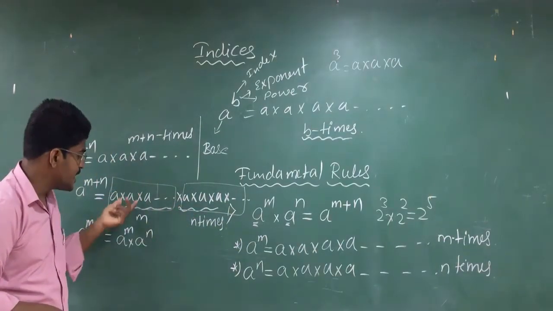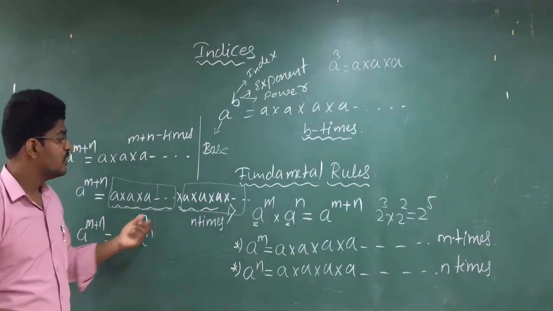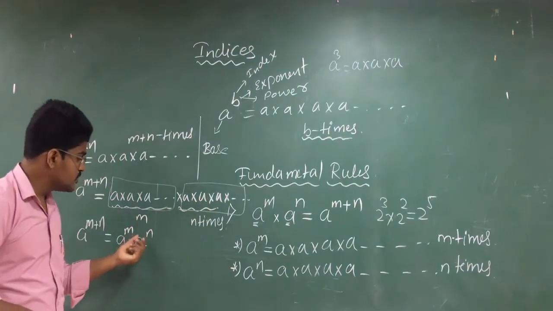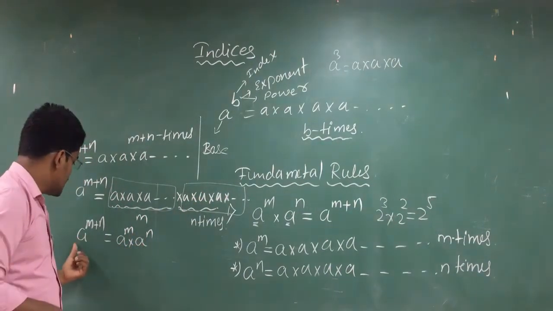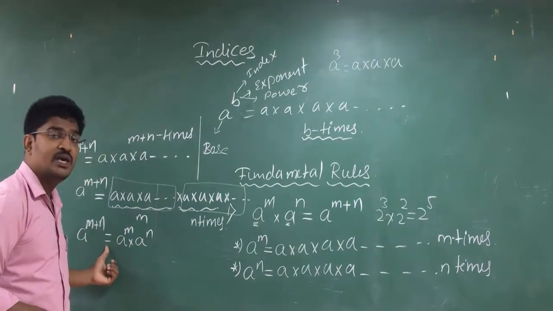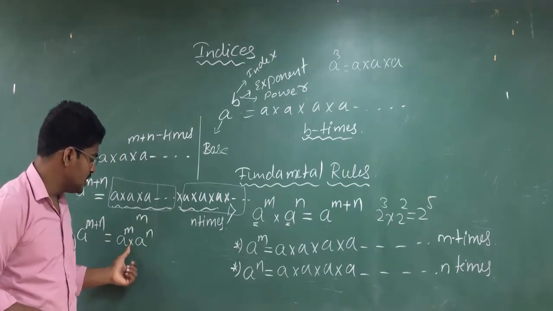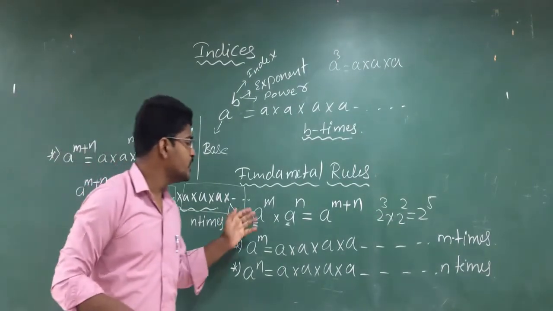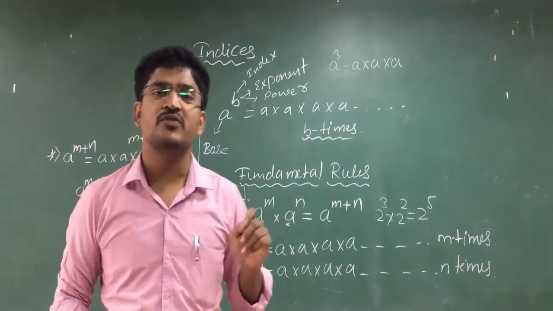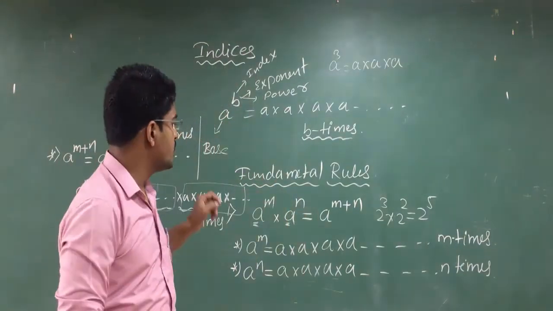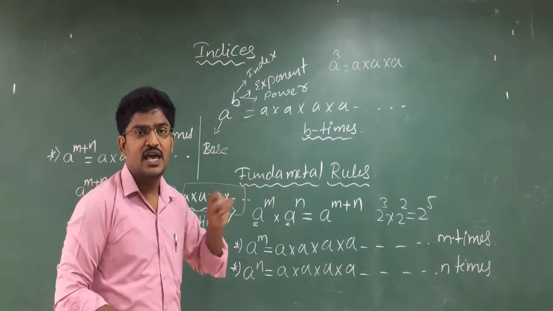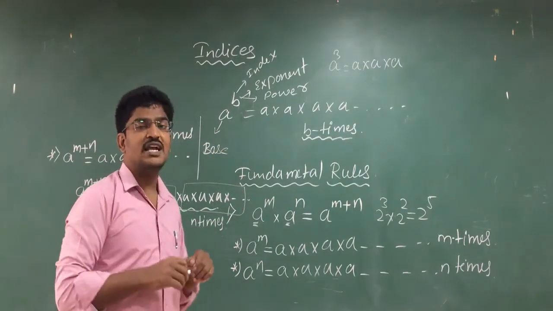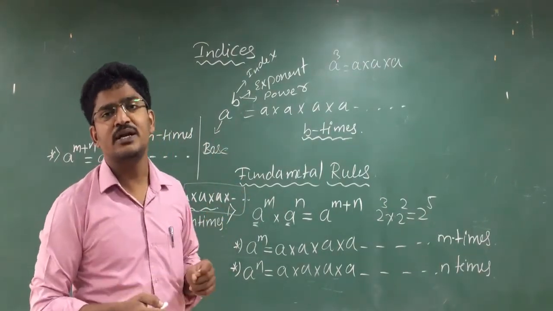This can be written as a to the power of m. This can be written as a to the power of n. So see here, a to the power of m plus n will be equal to a to the power of m multiplied with a to the power of n. So this is the proof of a to the power of m multiplied with a to the power of n equal to a to the power of m plus n. Clear? So now next let us go for the next fundamental rule.